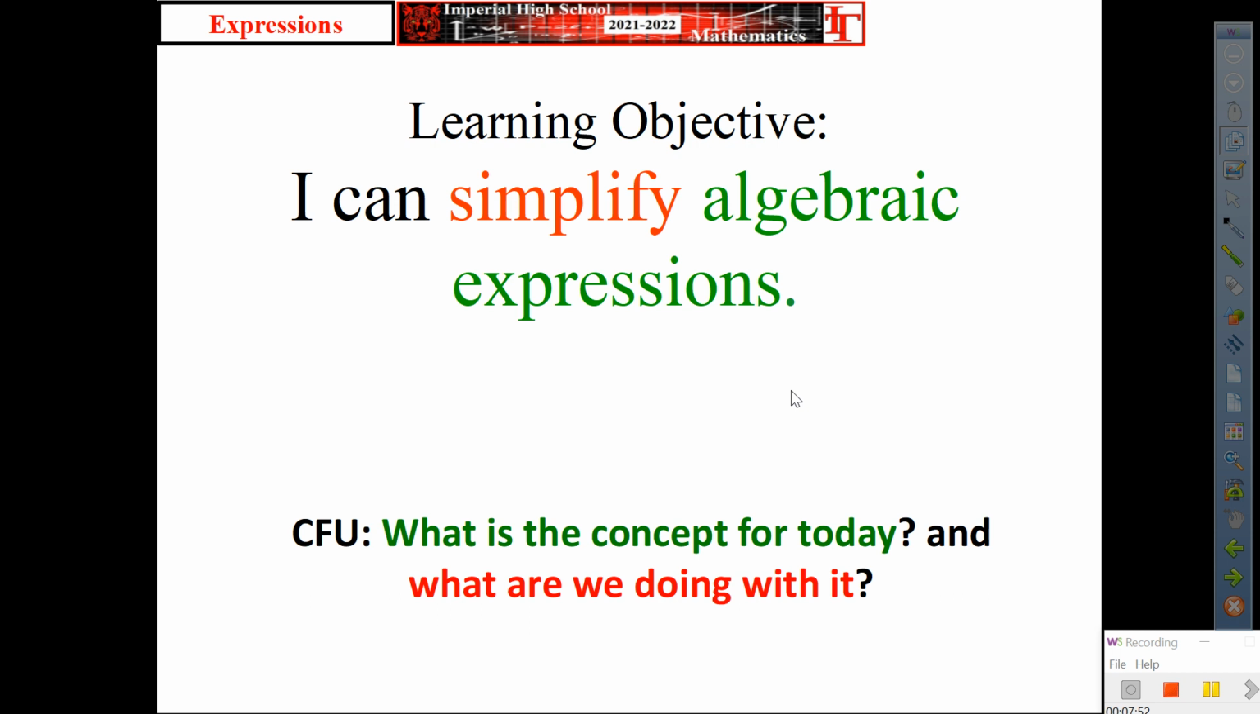So here goes the flow of the lesson. We usually start with the objective, which we already started yesterday. So our objective for today: I can simplify algebraic expressions. Once again, I can simplify algebraic expressions.